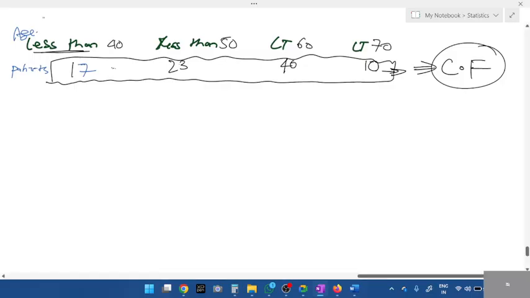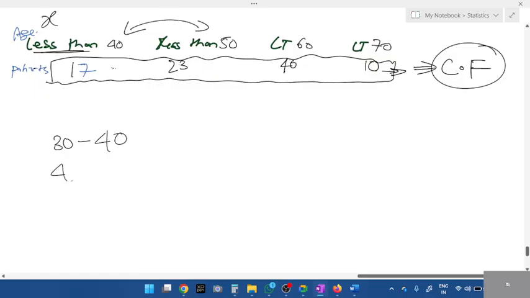Whenever the x-axis gives a less than value and the class interval is not given, the y-axis is always cumulative frequency. So how will you write the table for this? Less than 40, what should I take? What is the difference between 40 and 50? 10. So I should start from 30 to 40 next.